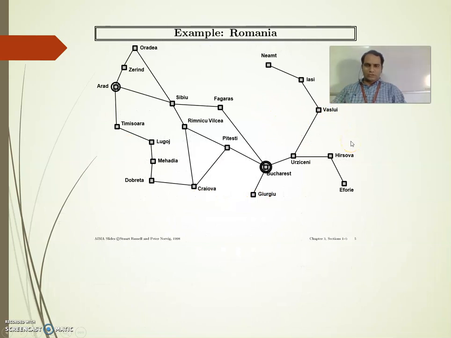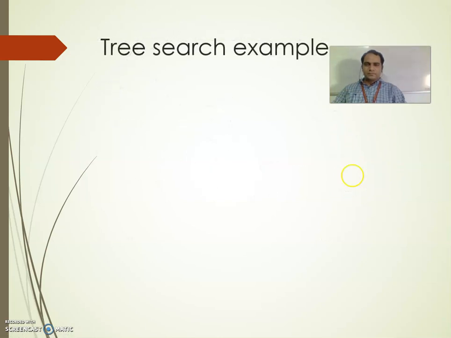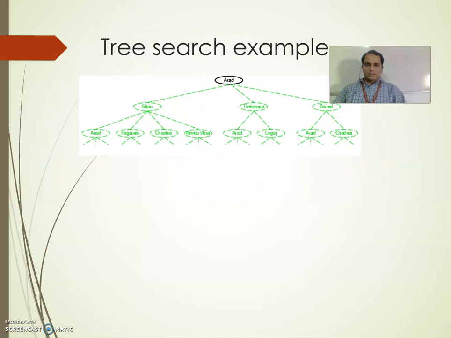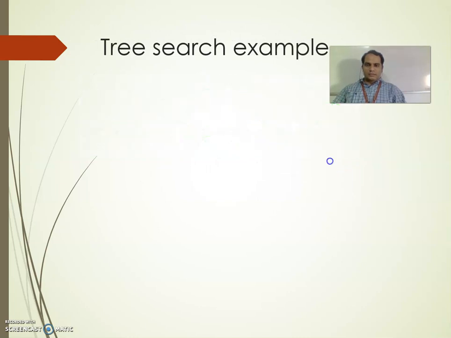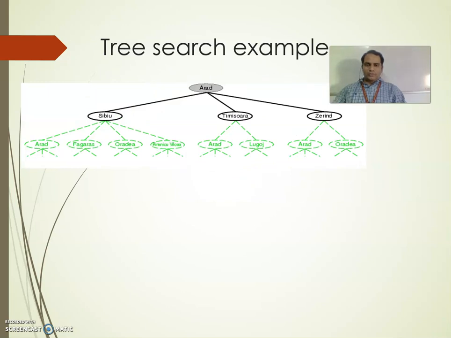So this is a Romania map. Once again, for reference, we are putting it here. So for a tree search example, if I take, I am in Arad, and from Arad we may be going to Sibiu, Timisoara, Zerind. These are the three successor states which are generated from Arad.